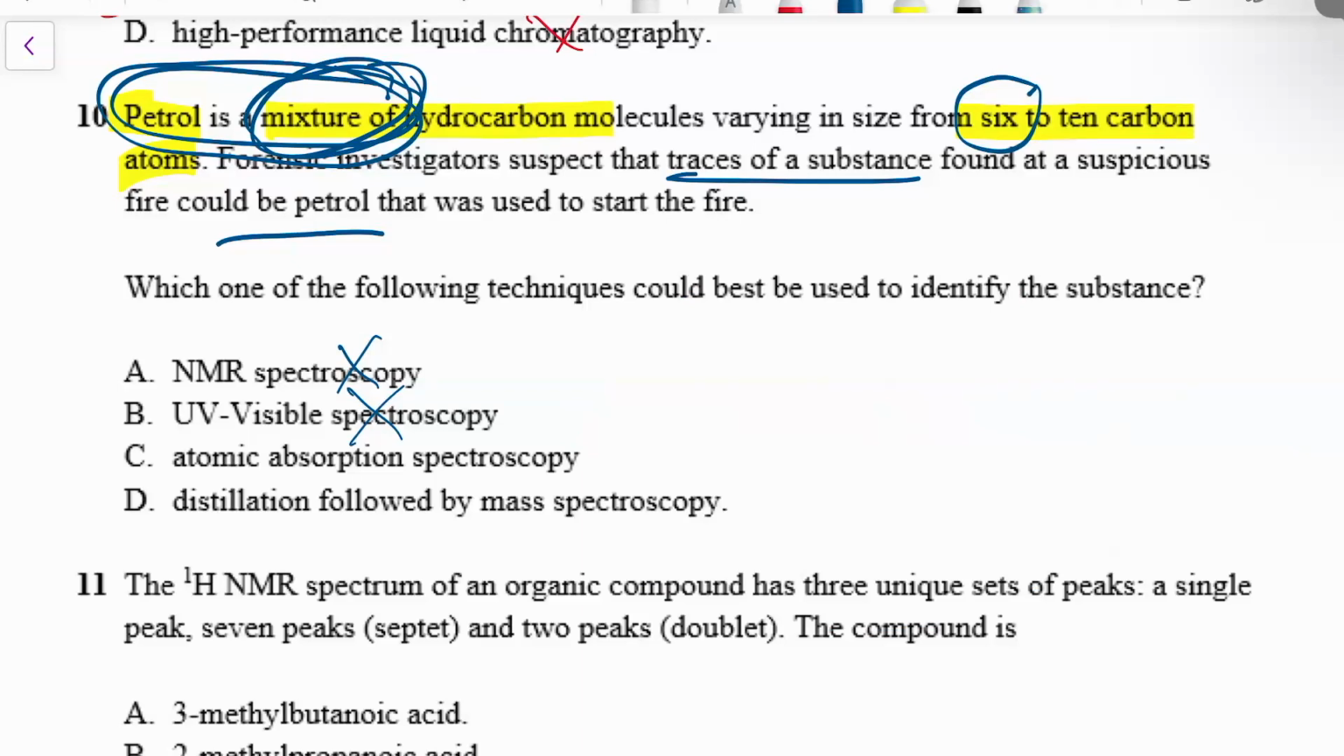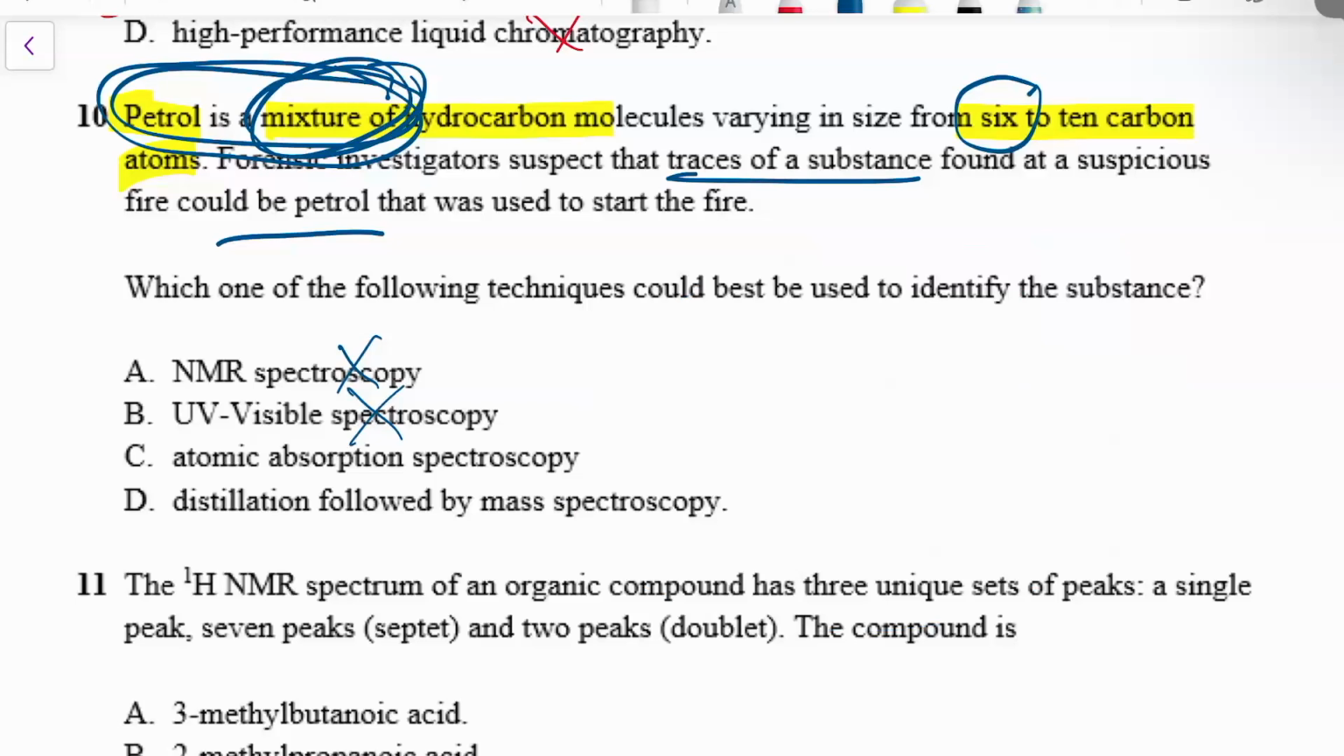C, atomic absorption spectroscopy. What information does that give us? Like the concentration. Yes. Titrations give us concentration, of the known thing that you have.